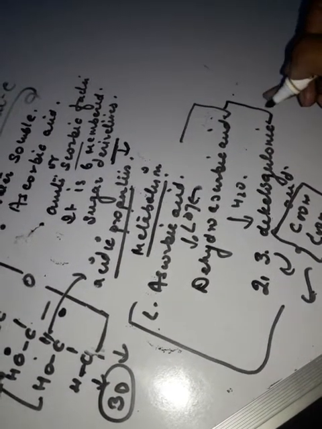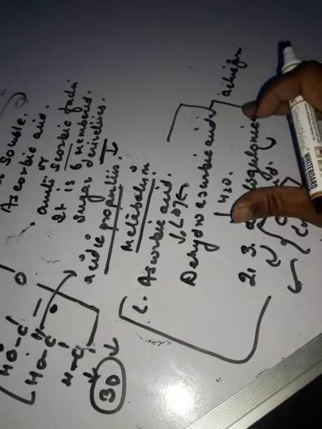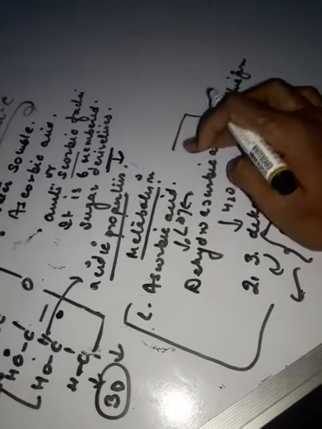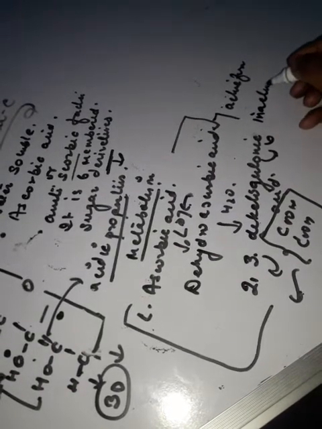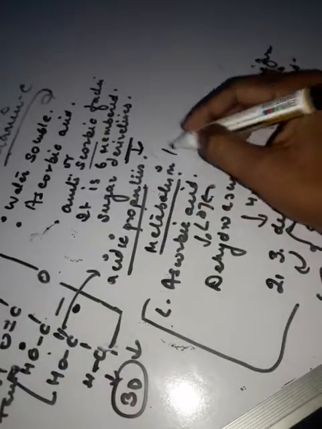Okay, so of the two forms, this one is the active form, while 2,3-diketogulonic acid is the inactive form. Okay, so it is the simple metabolism of ascorbic acid, and this is the biochemistry point of view.